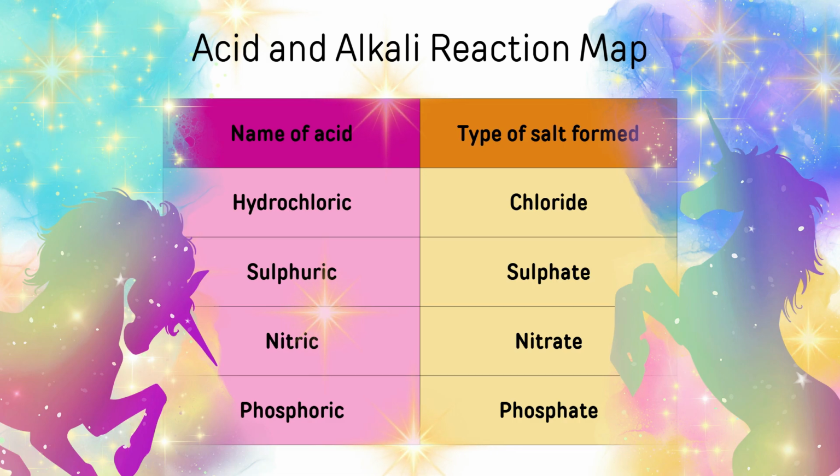The type of salt formed always corresponds to the type of acid used. So, if hydrochloric acid is used, the type of salt formed will be a chloride. If sulfuric acid is used, the type of salt formed will be a sulfate. If nitric acid is used, the type of salt formed will be a nitrate. And if phosphoric acid is used, the type of salt formed will be a phosphate.